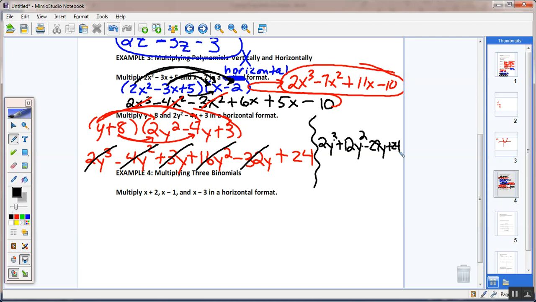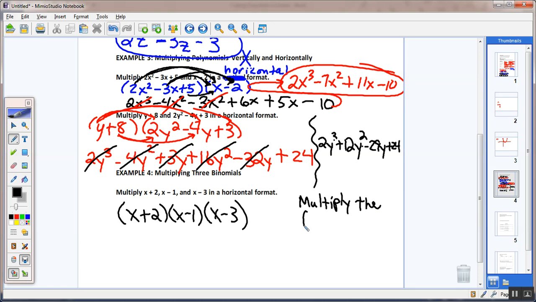Here's how you do this. You start with 2 of them first. So I'm going to write this down, kids. This is going to become x plus 2 times x minus 1 times x minus 3. Now what I'm going to choose to do is multiply the first 2 together to create another polynomial. So maybe make a note over here: multiply the first 2. Okay, so you guys help me do the first 2.